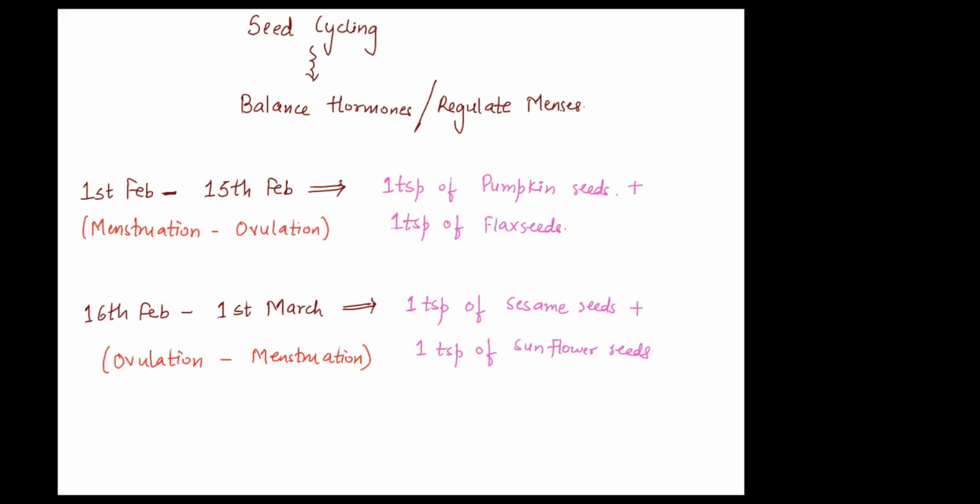Because it has essential fatty acids in it. Because what happens during the first phase of your cycle, it helps in improving your estrogen levels in your body. So that is why we are including these seeds, so that it helps in regulating the menses.